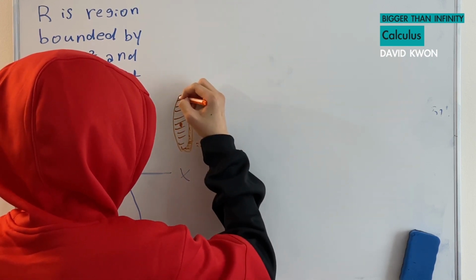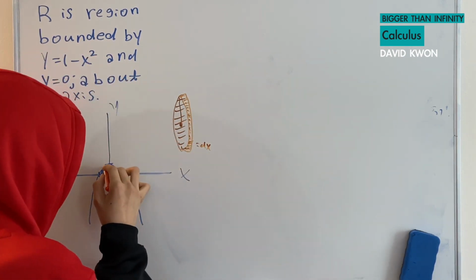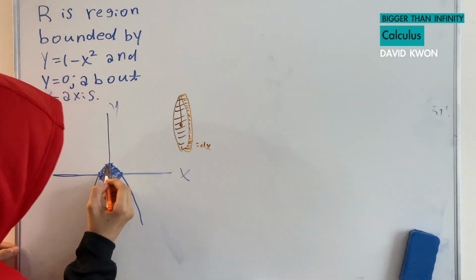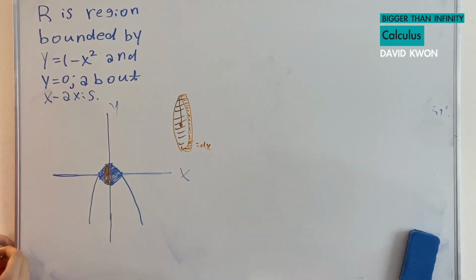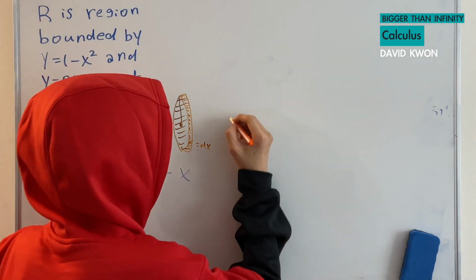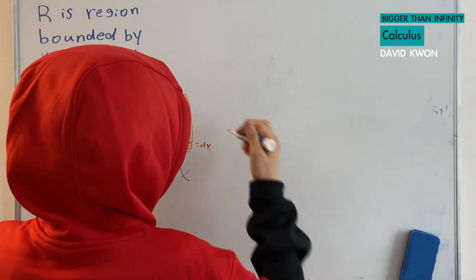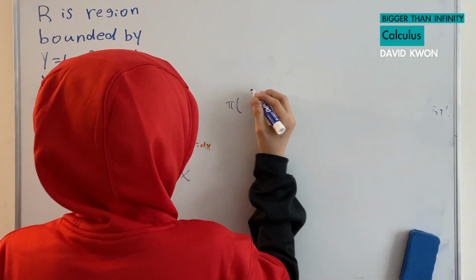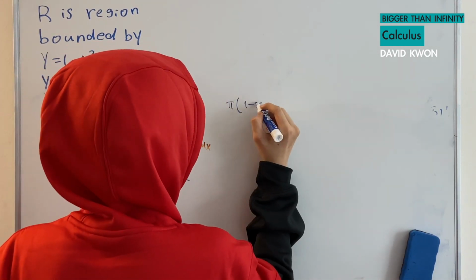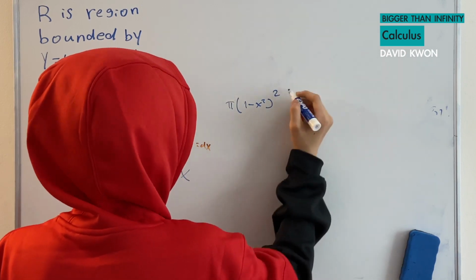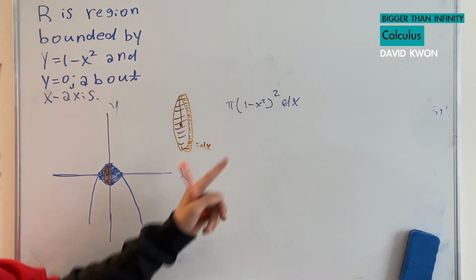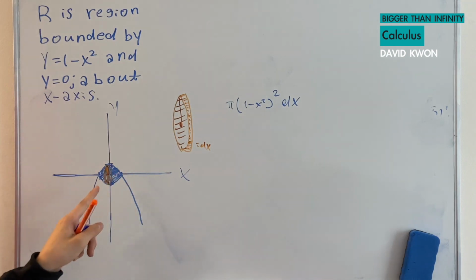First we're going to have to find the radius, which is equal to y. But the value of y is equal to 1 minus x squared, right? That's no problem. We can just write down pi times (1 minus x squared) dx. And we just found the volume of this disk.